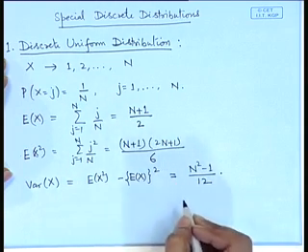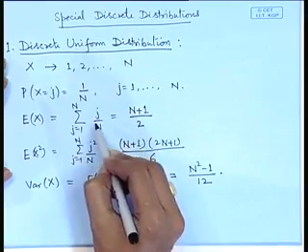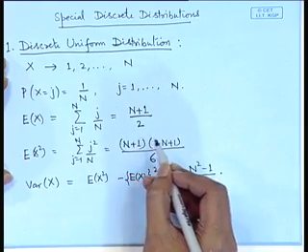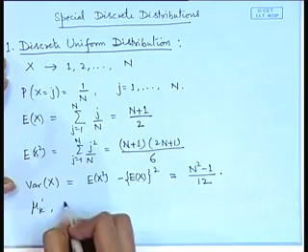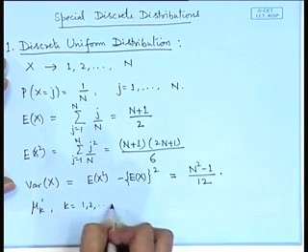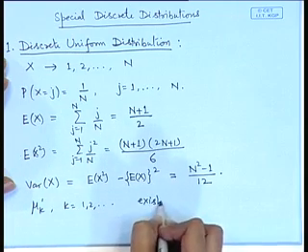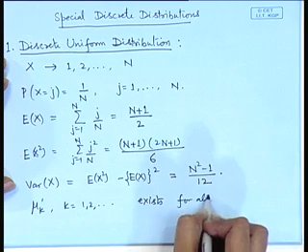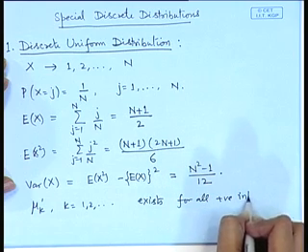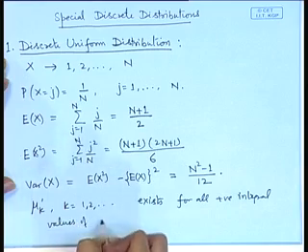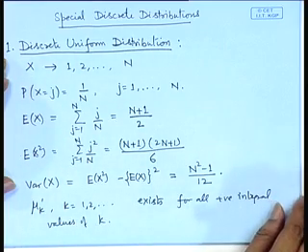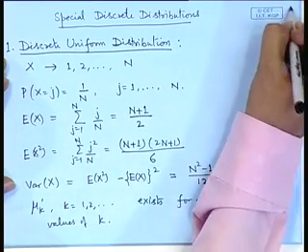We may also calculate its third moment, fourth moment, etc. Since every time it is a finite sum, the moments of all positive integral orders will exist. That means we can say mu k prime for k equal to 1, 2 and so on exists for all positive integral values of k.